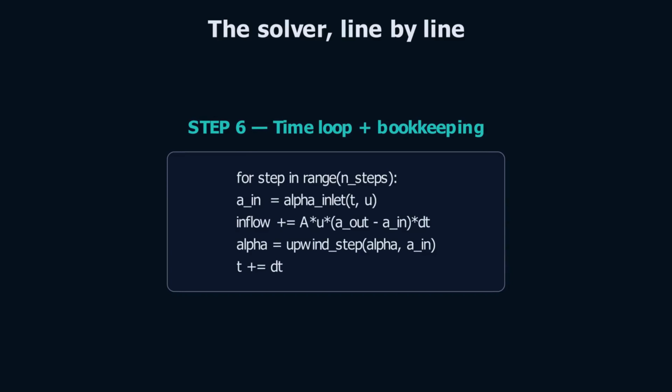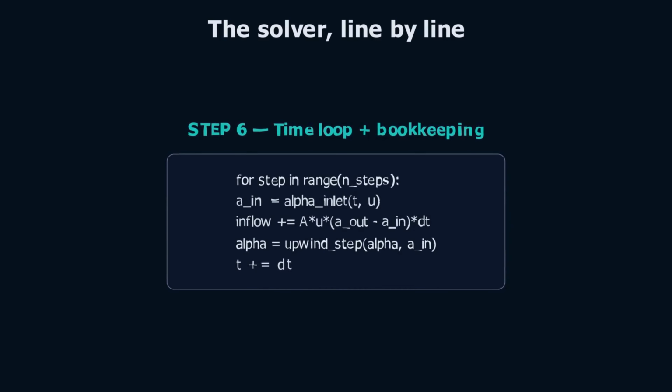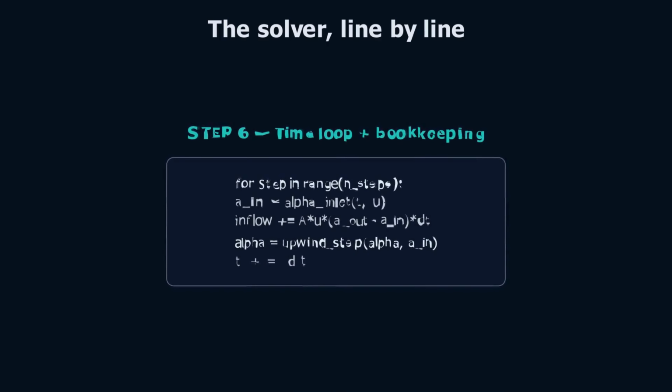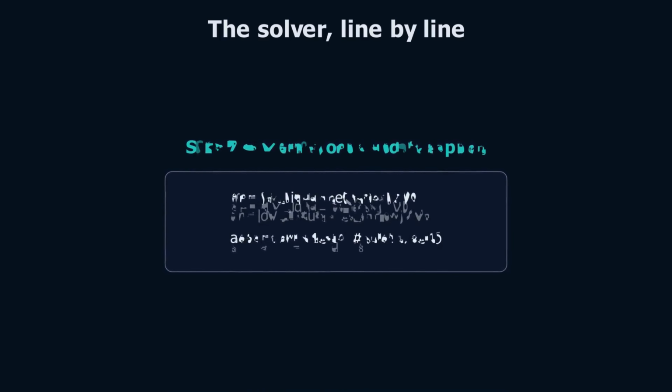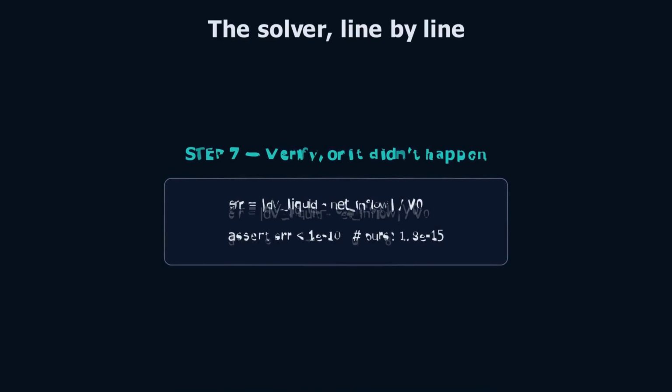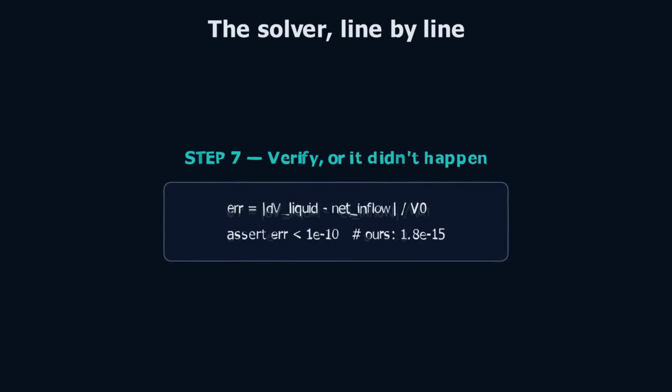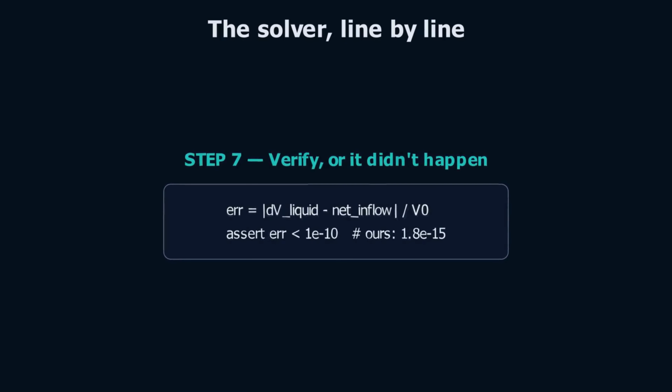Step 7, the audit itself, and the sentence this channel is built on. Verify, or it did not happen. The change in liquid volume must equal the net inflow. Our discrepancy, 1.8 times 10 to the minus 15. Floating point round off, asserted in code, so this script fails loudly if it ever degrades.